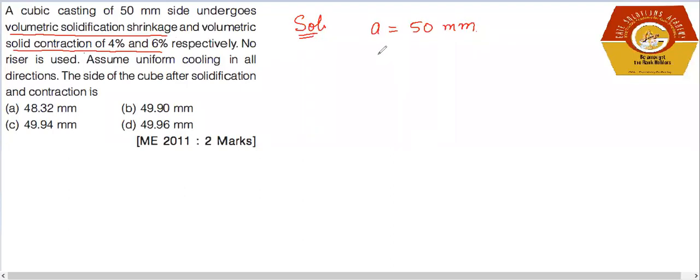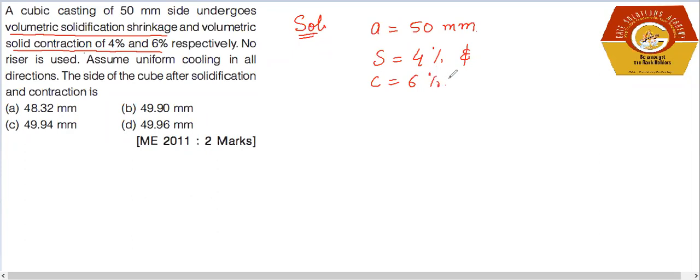Now we have a shrinkage. So the first shrinkage is defined as the solidification shrinkage. So this is solidification shrinkage. It is defined as solidification shrinkage of 4% and further volumetric contraction. So contraction is defined as 6% respectively.